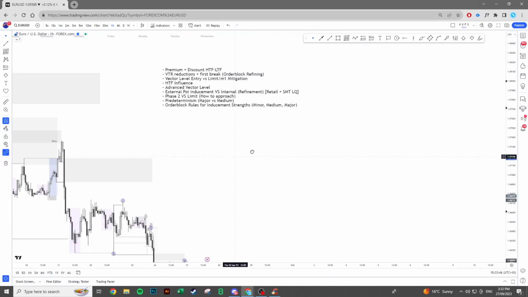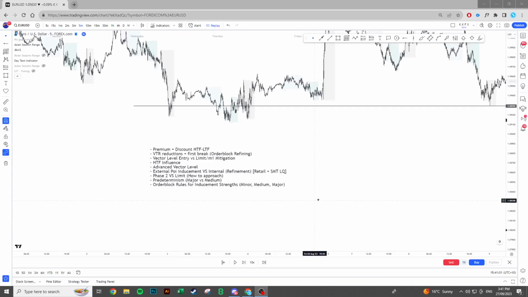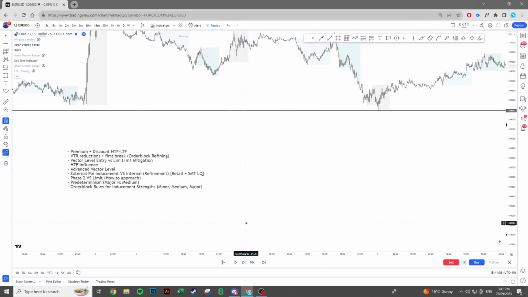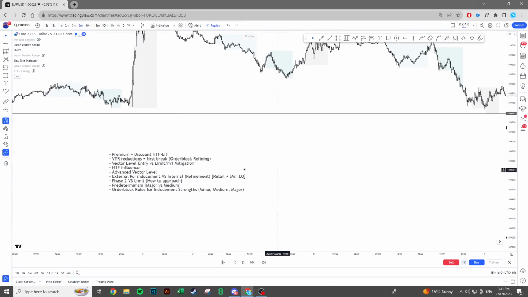VTR reductions. All right, I'm going to pause it, find an example, and I'll be back. Alright guys, I couldn't find the cleanest example for this. I didn't look very long, but it's better to draw as a diagram anyway.